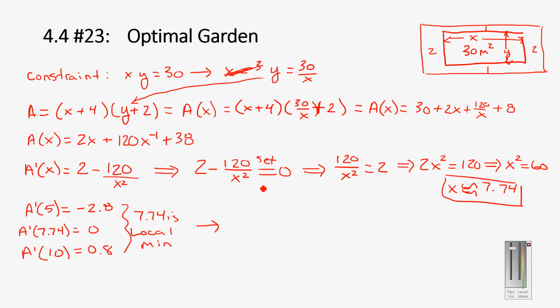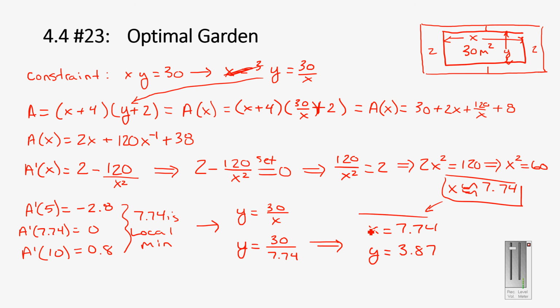So now we can calculate the y, just going back to y equals 30 over x. So therefore, y equals 30 over 7.74. And therefore, x equals 7.74 from up here. And y, plugging in my calculator here, equals 3.87. Now you have an x term and a y term.